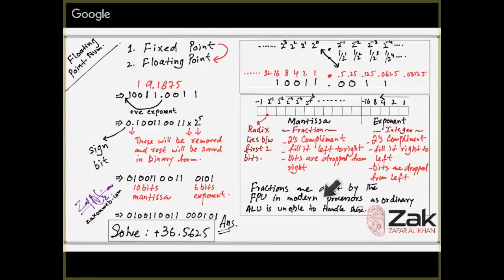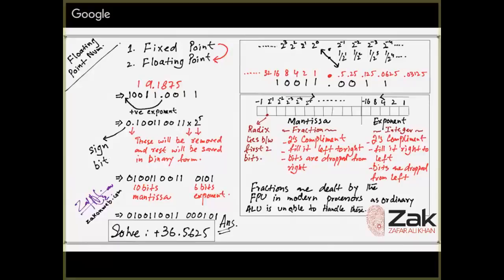So fractions are dealt with by the floating point unit in modern processors, as the ordinary ALU is unable to handle these. We know that we have the ALU, and the ALU is considered the hand of the microprocessor. Whatever calculation is happening, is happening with the help of the ALU. But the thing is that the ALU is unable to tackle these real numbers.